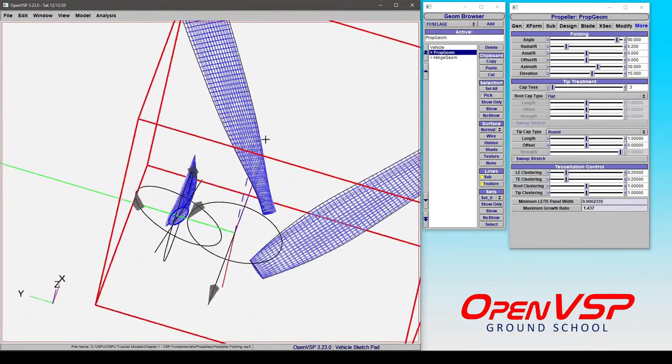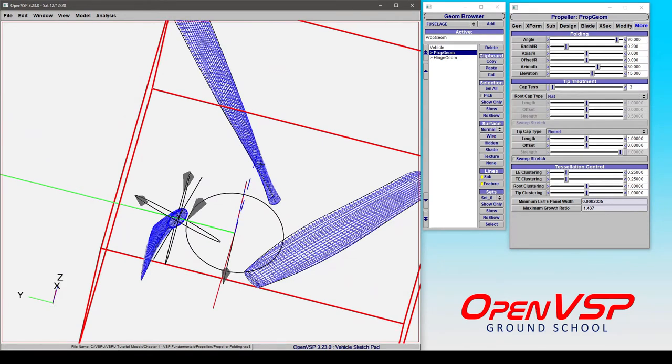So you have to be very specific about how you implement azimuth and elevation and folding angle around this axis in OpenVSP, because your initial and final configuration may not be exactly what you want it to be unless you do some pretty heavy math.